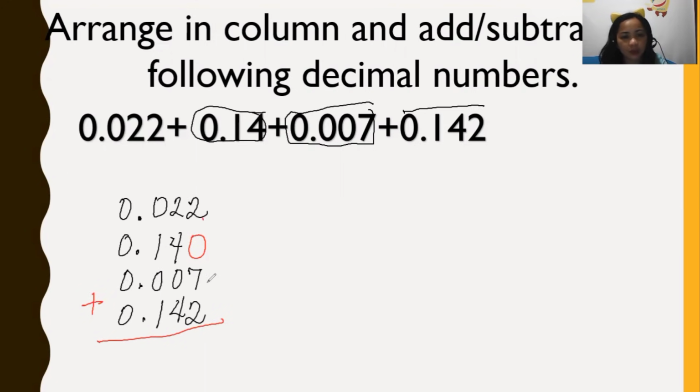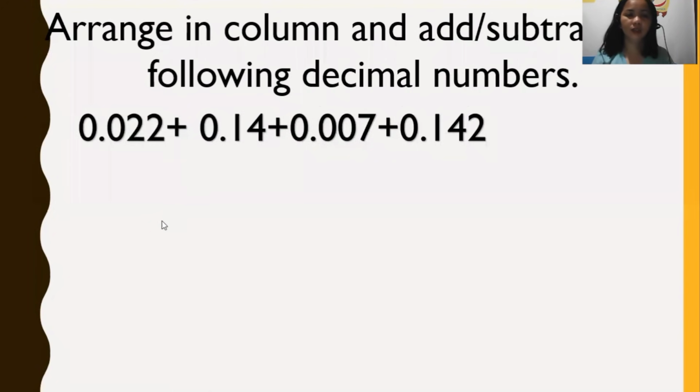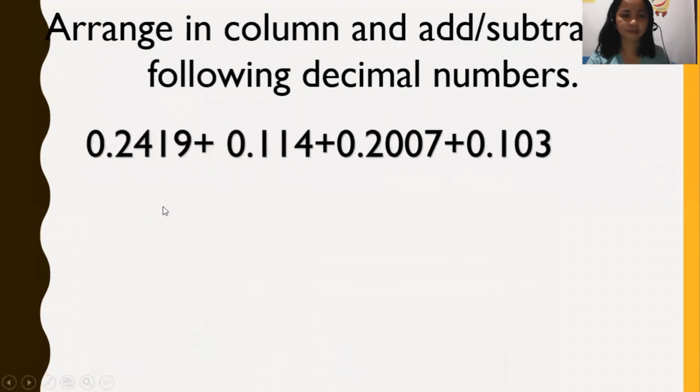Now, we have 2 plus 7 is 9, plus 2 is 11. 2 plus 4 is 6, plus 4 is 10, plus carry 1, 11. 1 plus 1 is 2, plus carry 1 is 3. And then 0. So, the answer is 311 thousandths. Now, let's have another example.